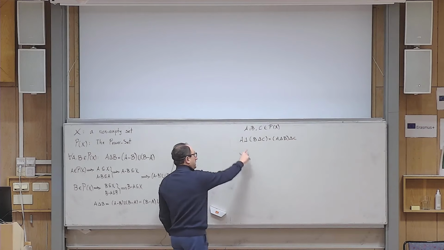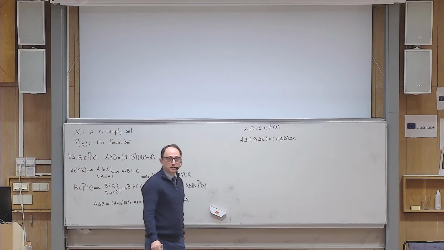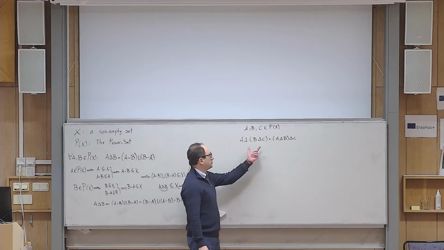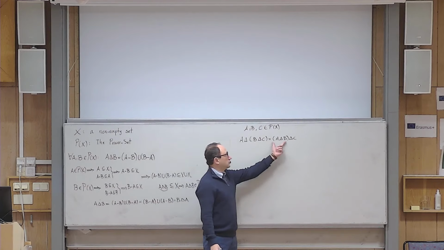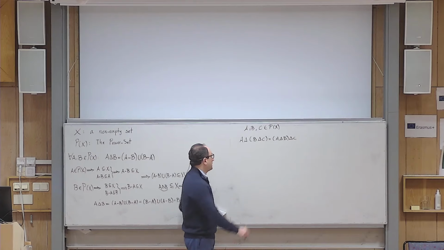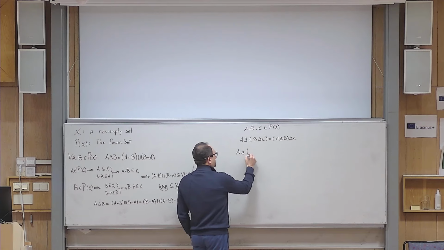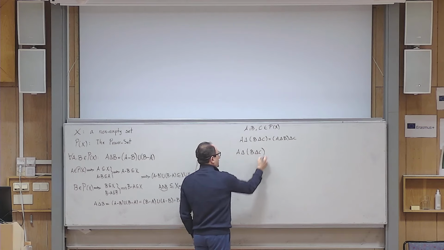In other words, if I have two delta operations, one after the other, it doesn't matter how I group them. You can do this one first, or you can do this one first. Okay, let us start from here. A delta B delta C. What can I write about?